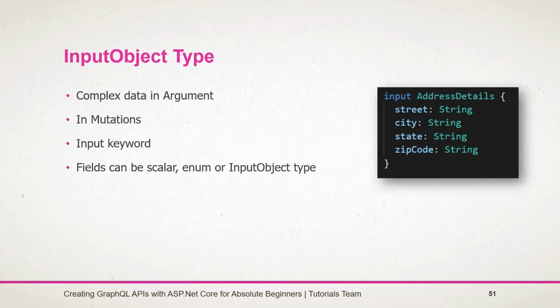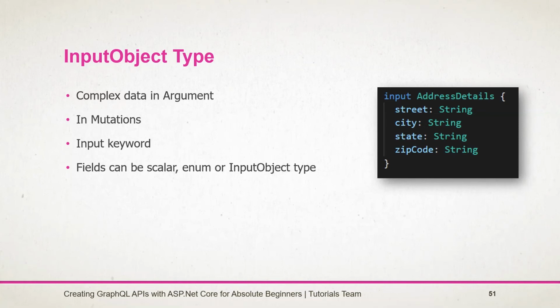Input object type is mostly used in the mutation, using which we can either create a new instance or update the instance. Input object types are like the normal object type. The only difference between those is the keyword used to define. In the case of object type, we need to use the type keyword. In the case of input object type, we need to use the input keyword.